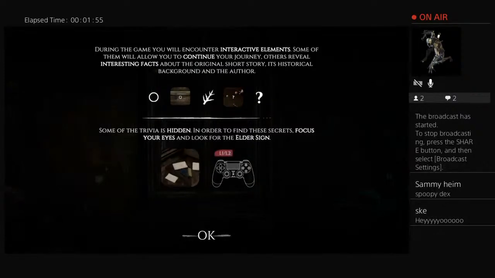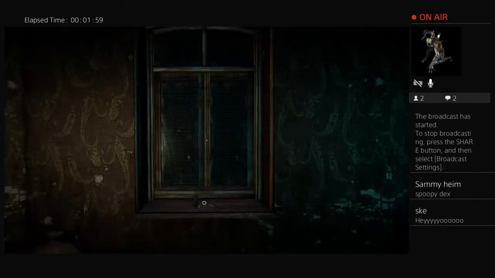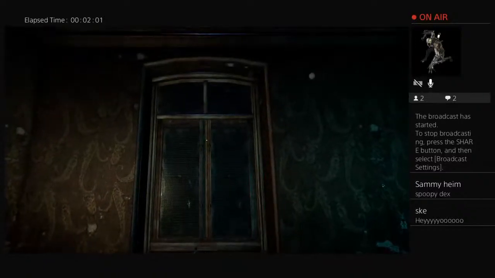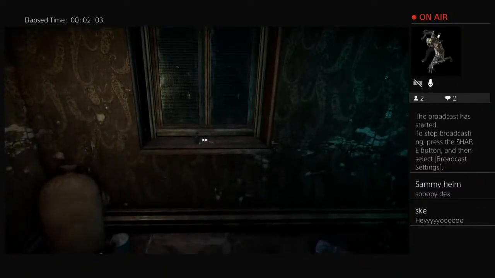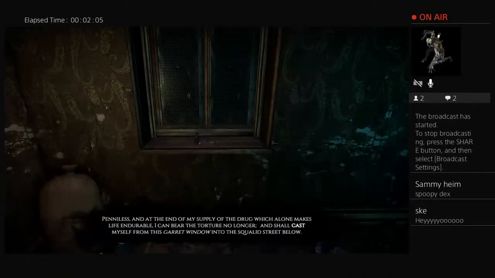Focus your eyes. Okay, that'll be L2, L1. Okay, let's do this. We're playing Dagon. Who's Dagon? Dagon is a fish god, I think. It's been a while since I've read H.P. Lovecraft.